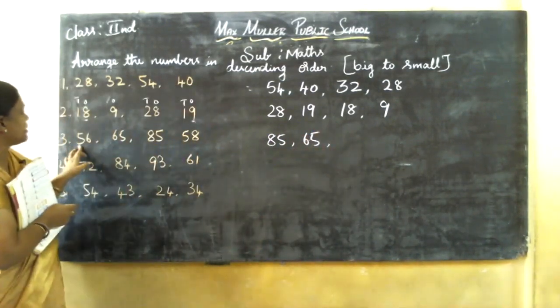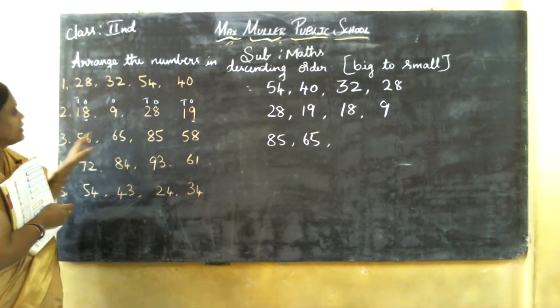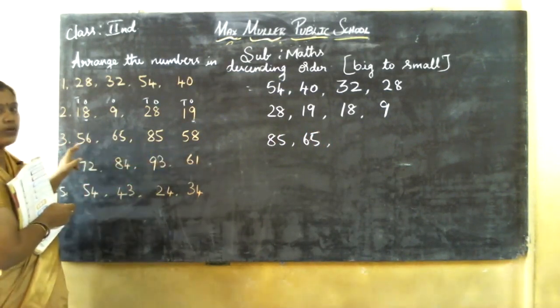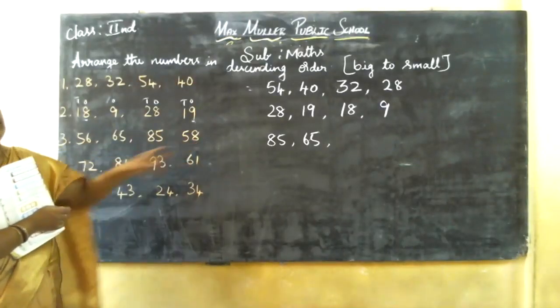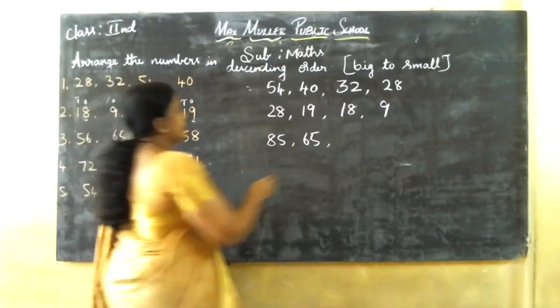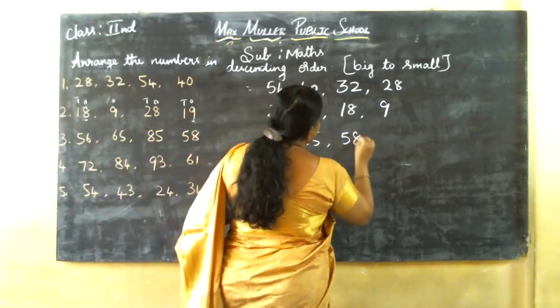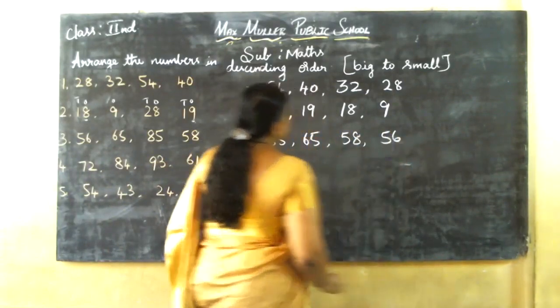See, in this number the tens number is 5, and here also the tens number is 5. So what do you want to do? You go to the ones number. Here 6, here 8. Which one is bigger? 8 is the bigger number. So 58, and after that 56.